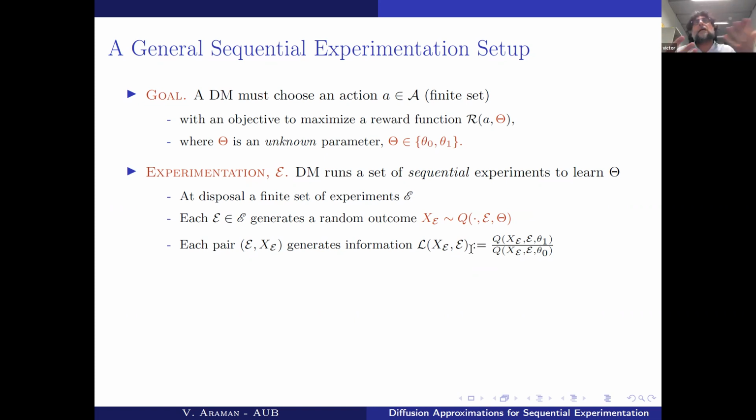And so I'll be seeing outcomes, but I don't know which distribution they're coming from because I don't know the value of theta. So I'll measure the information of that outcome by taking the ratio of these two probabilities: the probability of seeing this outcome given theta equals theta 1, divided by the probability of seeing this outcome given theta equals theta 0. Aiden, go ahead, please.